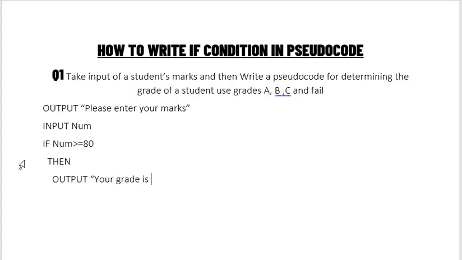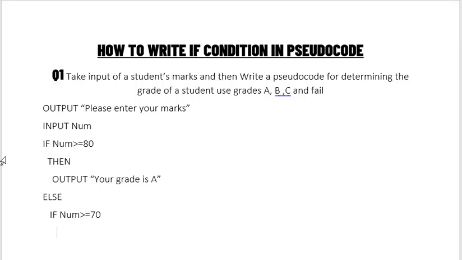The message I'm writing, your grade is A. The message I'm writing in the output is basically the message that will be displayed on the screen. Now we're going to write ELSE. This will also be in capital because it is also a part of the condition. Now after writing ELSE, I'm going to write IF. This IF is called the nested if. So we're going to write IF in capital letters and then Num is greater than or equals to 70. This will be for grade B.